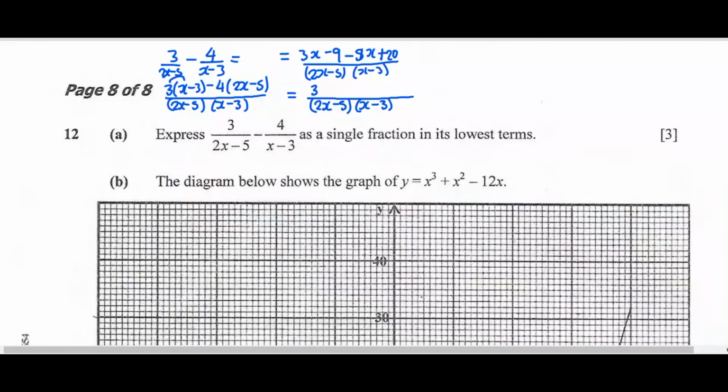Then we can collect the like terms. So 3x minus 8x minus 9 plus 20. So this will give us 3x minus 8x is negative 5x. Negative 9 plus 20 will give us positive 11 over 2x minus 5, x minus 3. So this is our final answer. Now let's move on to the other question. Question B.